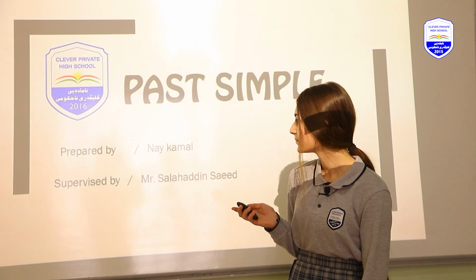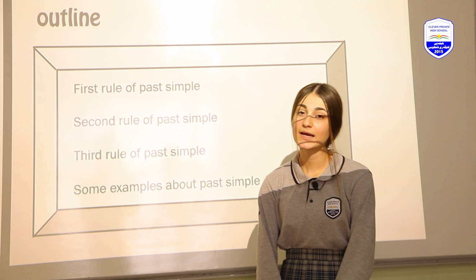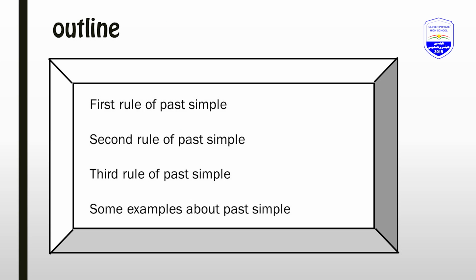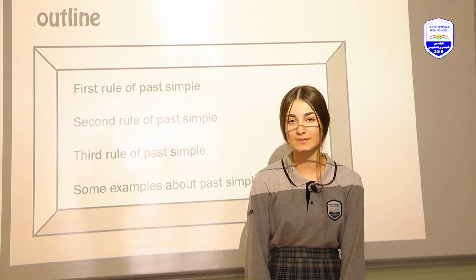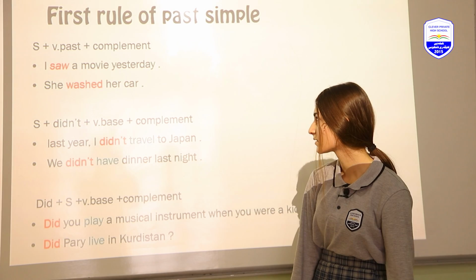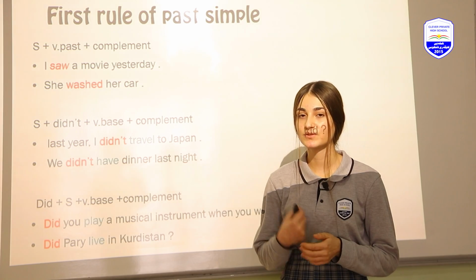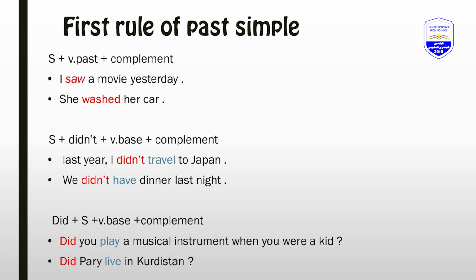Today, the topic of my presentation is all about the past simple. Okay? The outline of my presentation is the first rule of past simple, the second rule of past simple, the third rule of past simple, and some examples about past simple. A short definition for past simple: it is used for an action that happened before now or existed before now.